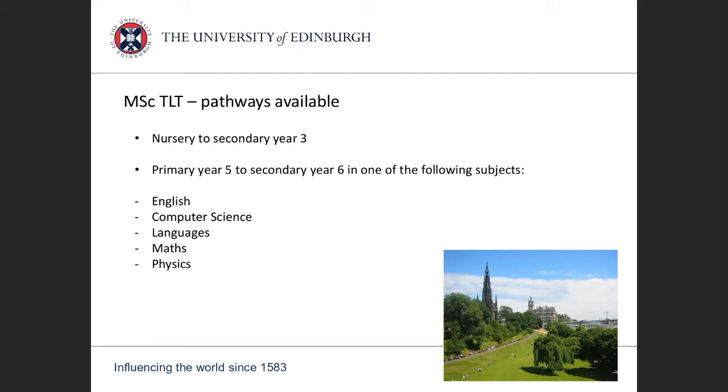And we offer those streams in a variety of subjects. So we offer those to teach English, computer science, languages, maths, and physics. Just to stress, those are streams that we have taught in the past. We do hope to continue teaching those streams, but you may see some changes when you come to apply to us.